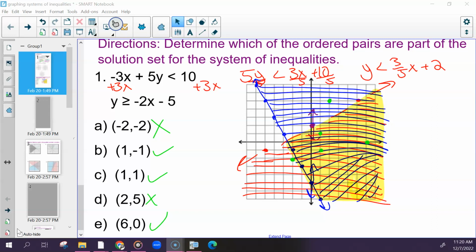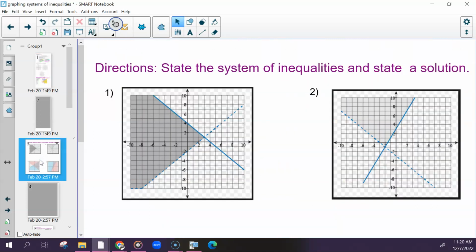Do we have any questions on this example? If not, go to this page. So the shading is a little off for some of your graphs. So for like number 2, you can't really see that this is shaded, so just lightly shade this in, this area right here.